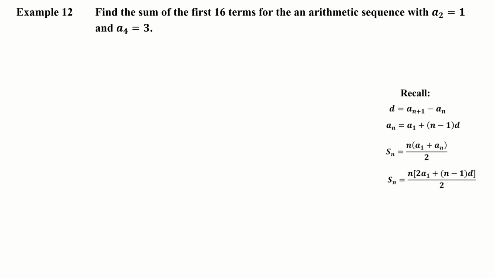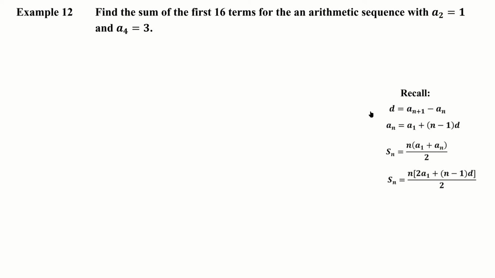All right, here's another one. We want to find the sum of the first 16 terms for an arithmetic sequence with a_2 equal 1 and a_4 equals 3. See if you can figure that out. You should be able to, and then come back and see if our answers agree. All right, so remember we have two options as far as formulas we can use. So we have to see which one fits our purposes better.